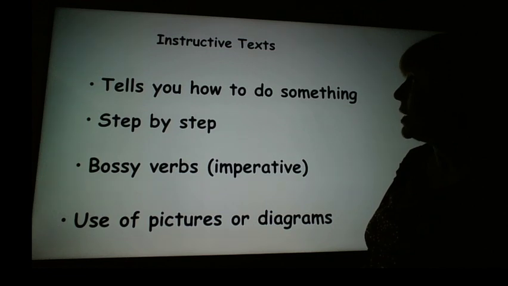So by the end of this lesson, we're going to be looking at writing our own instructive text, and it's going to be a recipe. So recipes do use imperative verbs. They are step by step because I need to know when to put it into the cooker, how long to leave the mixture. And it's entirely up to you if you want to use pictures to show what you do.